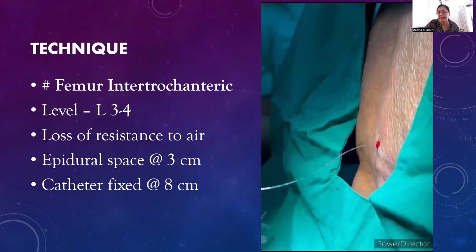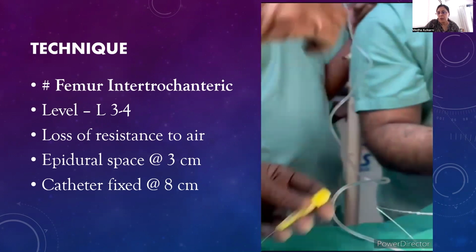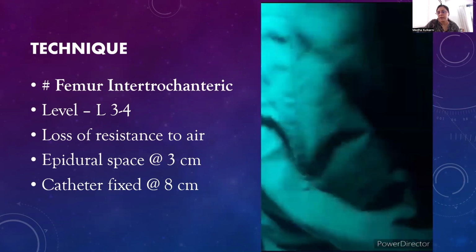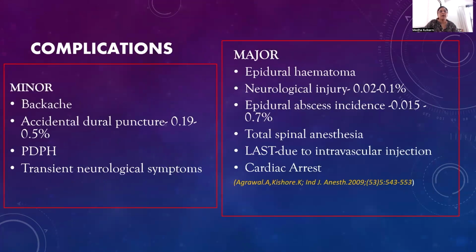This was given for analgesic purposes in a very frail old woman in whom it was combined with a spinal anesthesia. Now the complications. There are minor complications which can be easily tackled, and they are self-limiting. Accidental dural puncture can occur, leading to post-dural puncture headache. There may be transient neurological symptoms which do revert on their own after a certain period. But the major complication which is of concern to us is the occurrence of epidural hematoma, which becomes an emergency and requires immediate decompression. There may be neurological injury, but the incidence is very low.